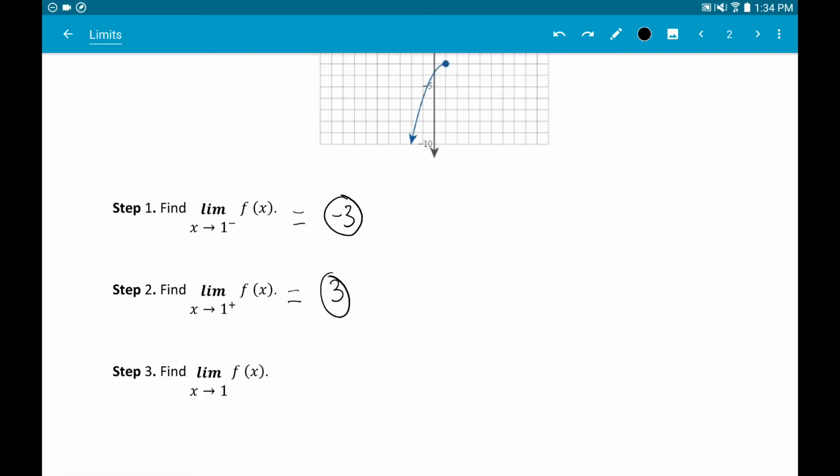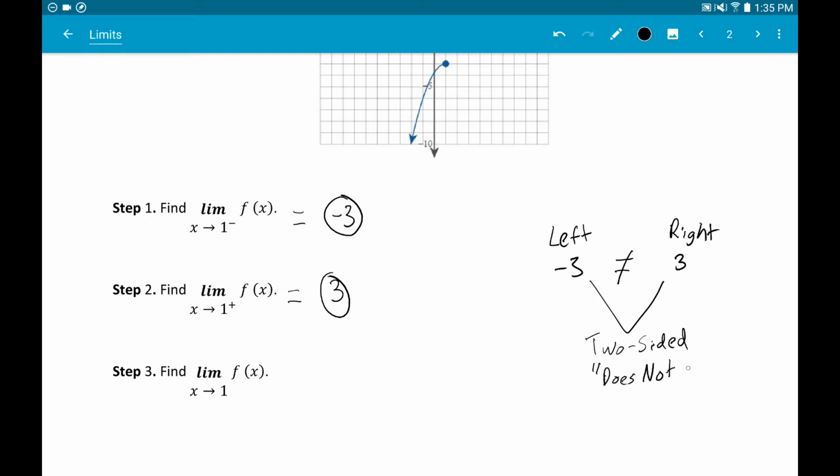Okay, step 3 is the two-sided limit as x approaches 1. Again, our left-sided limit was -3. Our right-sided limit was +3. So are they the same? Well, no, they're not. So if they're not the same, then automatically for your two-sided limit, you'll get does not exist. In other words, you don't have a two-sided limit.